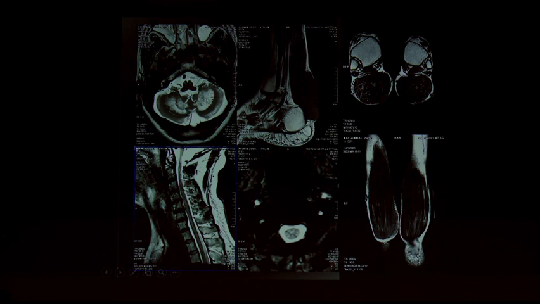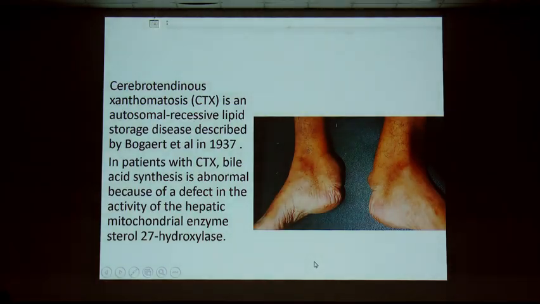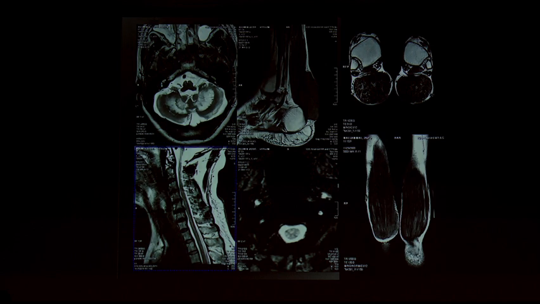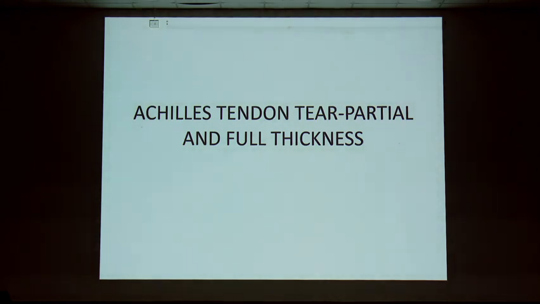Same thing, cerebellar deposits will show signal changes, and in spinal cord deposits you can see the bright signals in the lateral as well as anterior as well as posterior column. This is the classical case of cerebrotendinous xanthomatosis. So whenever you are seeing bilateral symmetrical enlarged tender Achilles in a non-traumatic patient, from congenital, it is a very important thing we should keep in our mind.